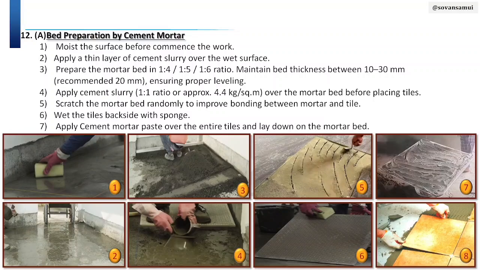And after this we are applying a cement slurry, and that ratio will be 1 is to 1. It is the general practice. Thumb rules we are using 1 is to 1 over the cement mortar bed before placing the tiles. After applying cement mortar, we scratch on that bed randomly for proper bonding of mortar and tiles.